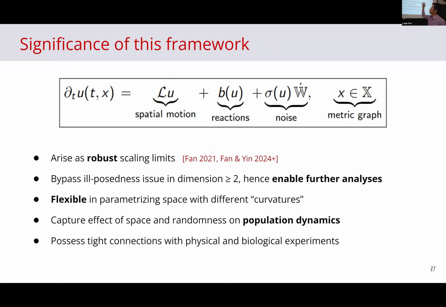So this is the equation, and why do we look at this? First of all, it arises naturally, and this is most important. It arises from discrete models, and then it bypasses the trouble for high dimension, and so enables us to analyze the effect of space.